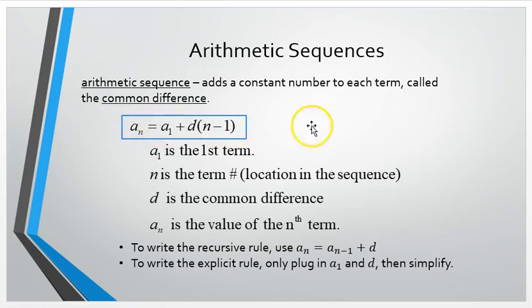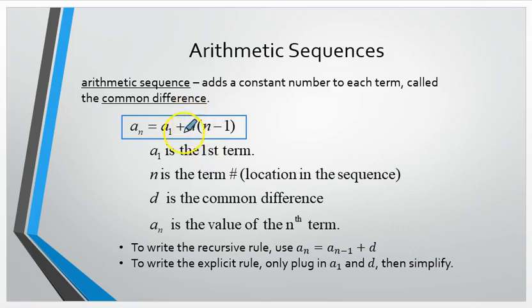So this right here is the explicit rule for an arithmetic sequence. And you'll see that there are several variables in it. A sub 1 will refer to the first term in the sequence, which will often be given to you because they'll probably list out the first few numbers so that you can identify the pattern. So A sub 1 should be the first term in the sequence. D is the number that they add to go from one term to the next.